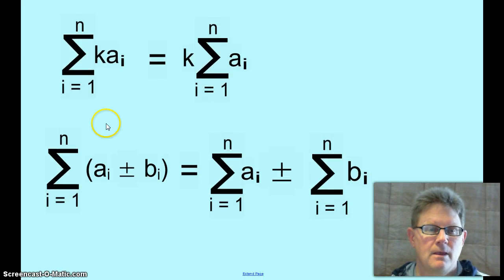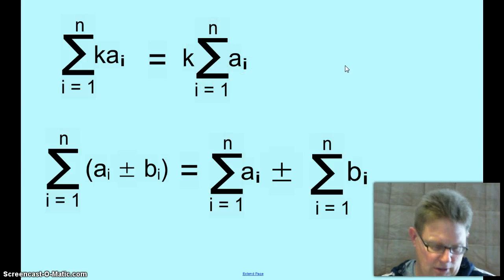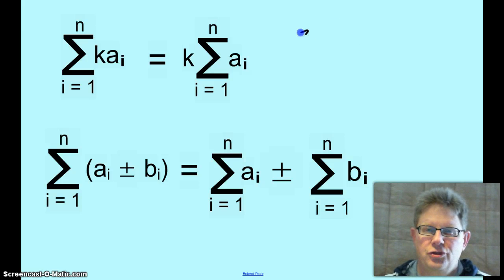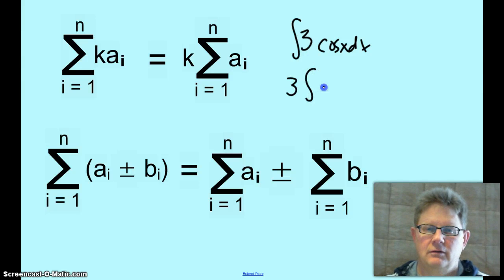Alright, summation properties. If there is a k in front of a sub i, you can move that k out in front of the summation, figure out what the summation is, and then multiply the result by k. Think about it like the integral of 3 cosine x dx. You can move the 3 out front. Or, if you've got the sum or difference of two different functions, you can find the summation of both of those separately and then add them together.